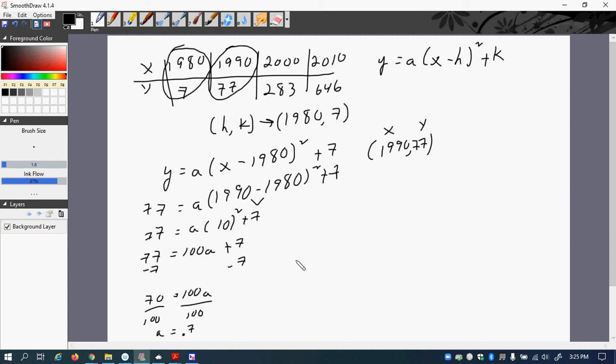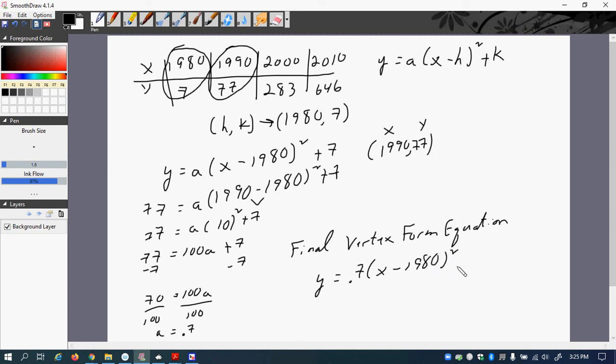So now I have my final vertex form equation. And that is y equals, I have my a now, 0.7 times (x minus 1980) squared plus 7. And so I can check this on my calculator to see if that works. Let's go ahead and do that.